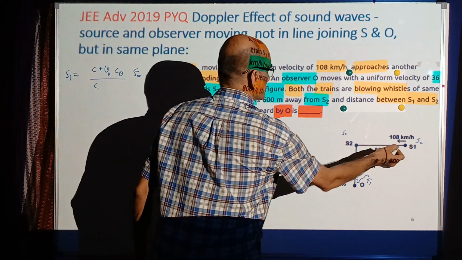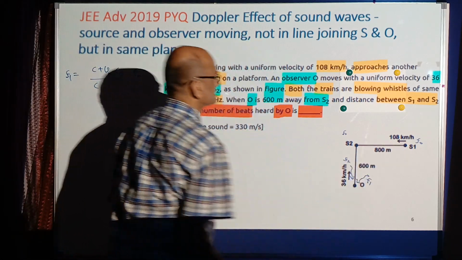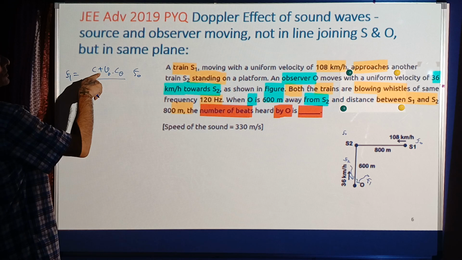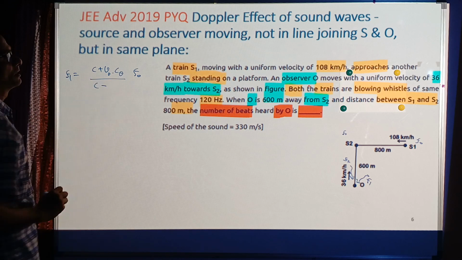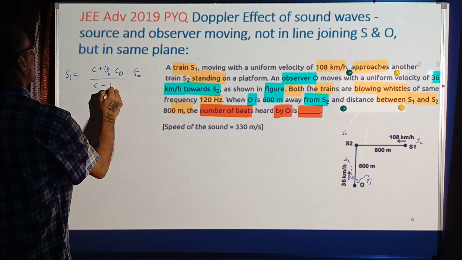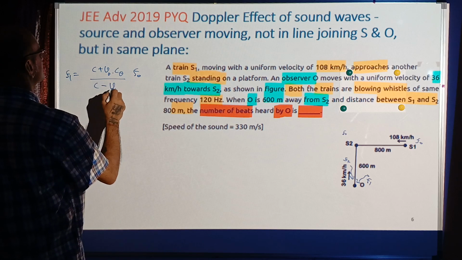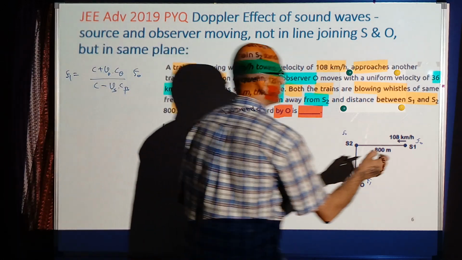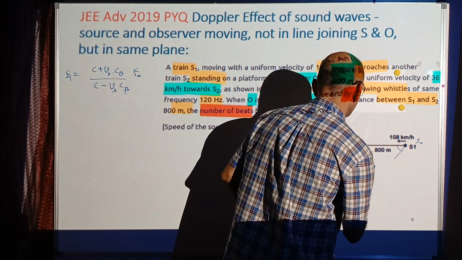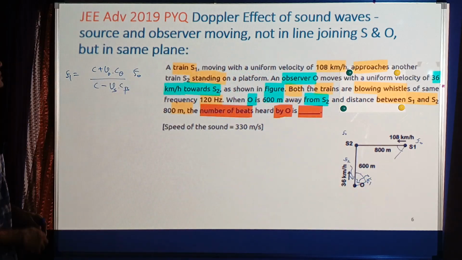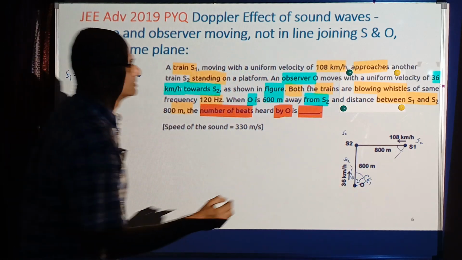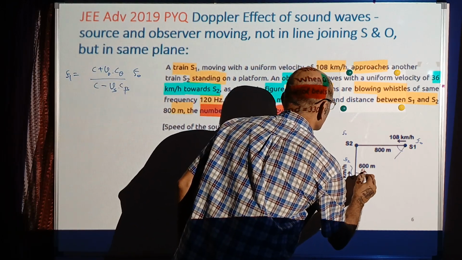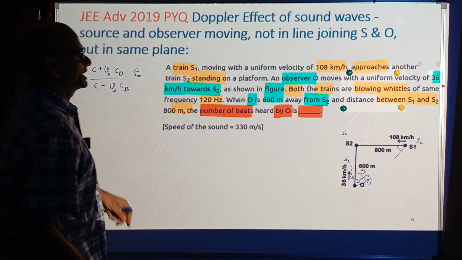Source is moving like this, so the distance between source and observer is decreasing. So source will contribute towards increasing the frequency: Vs into cos beta. Observer is making an angle theta. So this angle is theta, and source is making an angle beta.